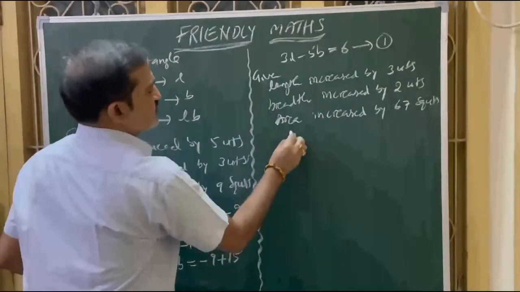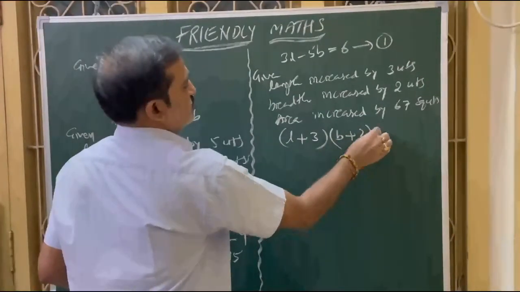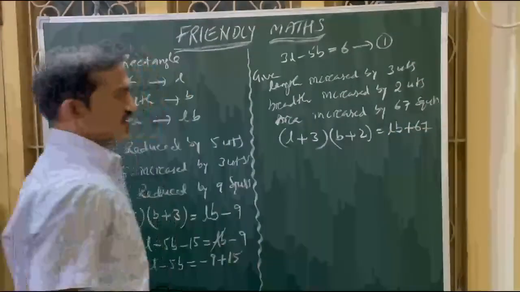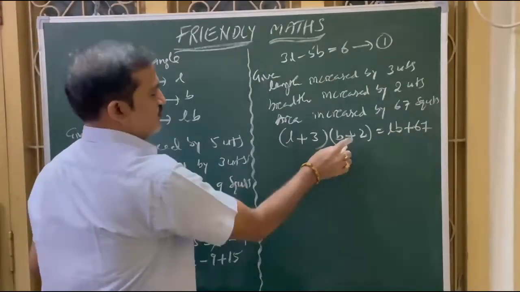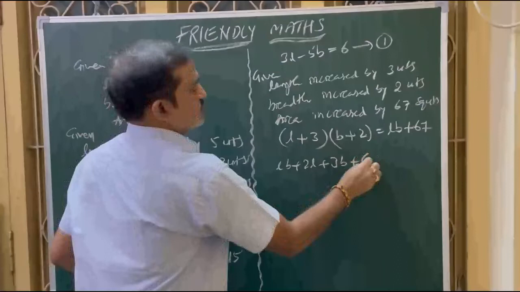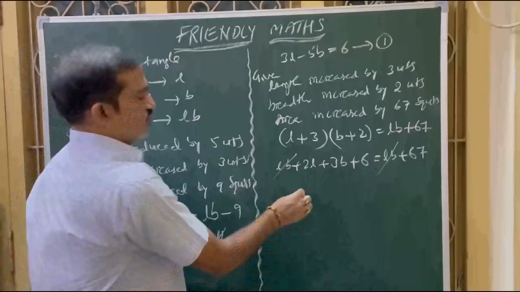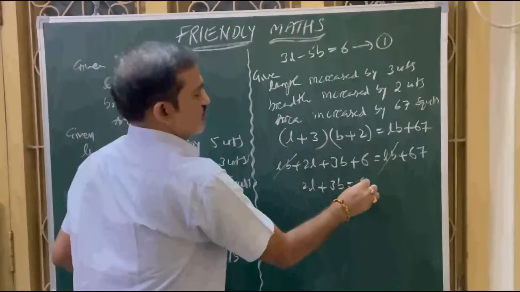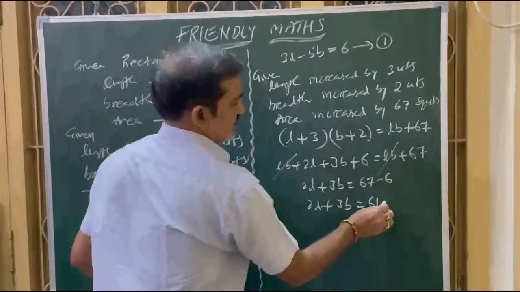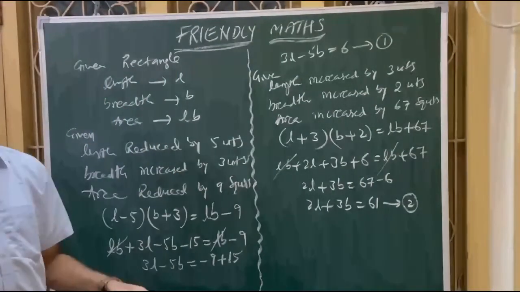What does increase mean? We have to add. L plus 5, and breadth also increased by 2 units, B plus 2, is equal to area also increased, LB plus 67. Now you have to multiply L into B. LB plus 2L plus 5B plus 10 is equal to LB plus 67. This LB is going to be cancelled. 2L plus 5B is equal to 67 minus 10. Equation number 2. Then you solve these two linear equations. Then you will get length and breadth values.